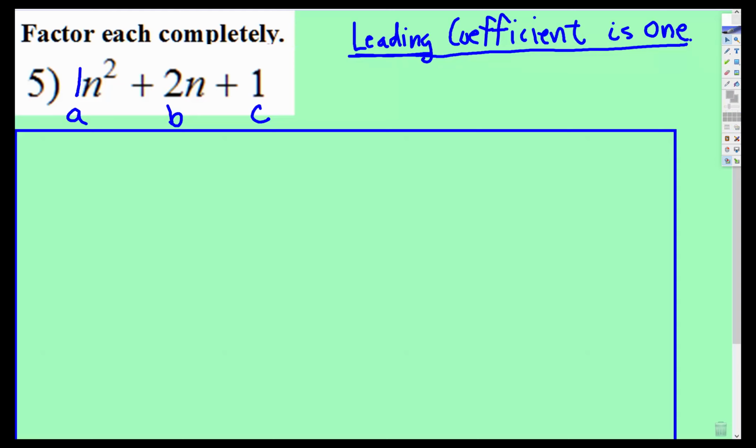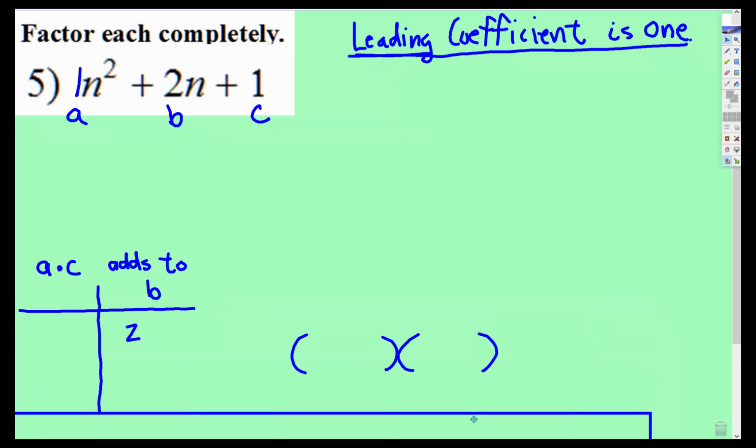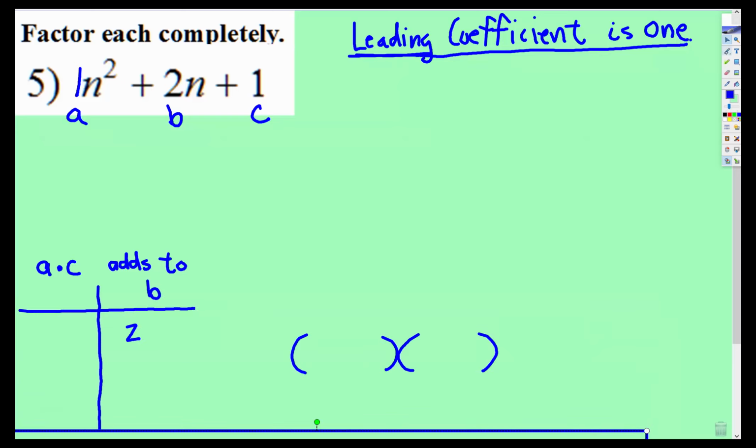So here's the process. We're going to use a table over here. You multiply a times c and get that result, get that product. So 1 times 1, well, that's just 1. I'm going to put it right there.